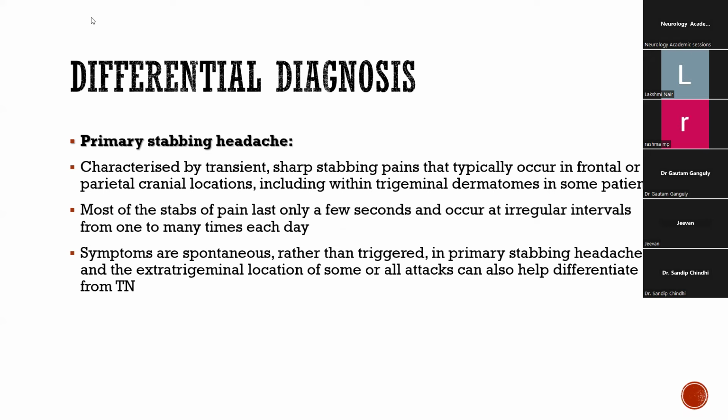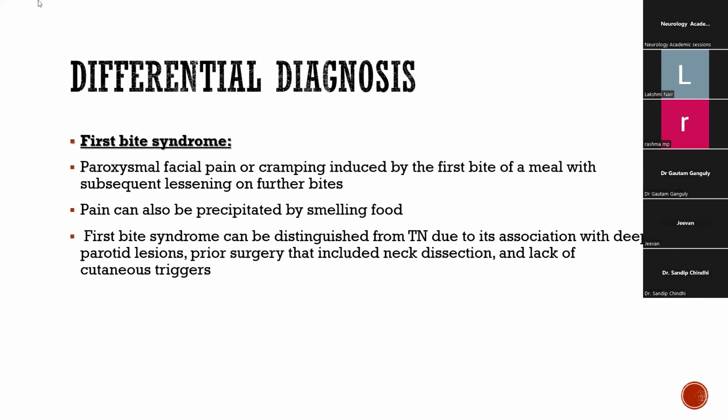Now coming to primary stabbing headache, it is characterized by transient, sharp stabbing pains that typically occur in the frontal or parietal cranial locations, including within the trigeminal dermatomes in some patients. Most of the stabs of pain last only a few seconds, and the symptoms are spontaneous rather than triggered. In primary stabbing headache, an extra-trigeminal location of some or all attacks can also help differentiate it from trigeminal neuralgia pain.